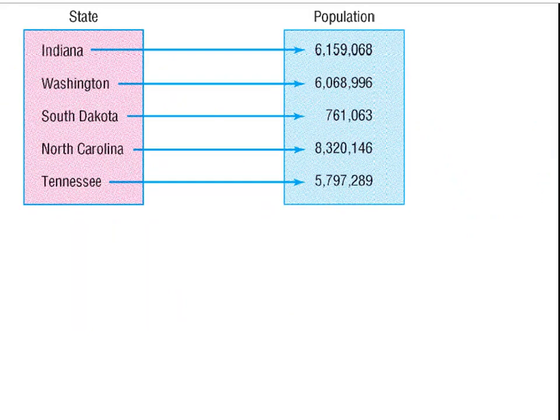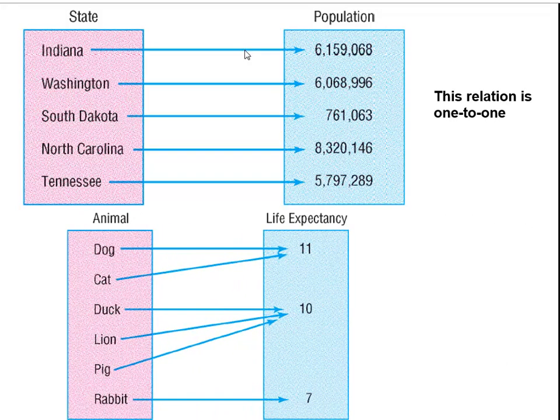All right, so let's look at a specific example. So here is a mapping. This is a relation technically, and in this relation, in the domain, we have states, and we map the state to a population. So technically, this relation here is a function because each x goes to one and only one y value. This would also be one-to-one because each y value comes from one and only one x value. So this relation is one-to-one.